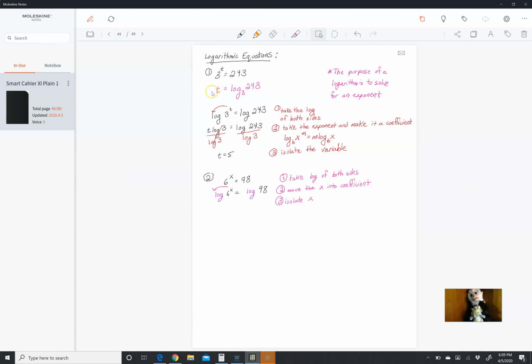Okay, so our variable in this particular one is x. So let's rewrite this. This becomes x log 6 is equal to log 98. And then we can divide both sides by log of 6 to isolate the x. Sorry, there is no x on the right side. I apologize for that. So we divide both sides by the log of 6. Log of 6 cancels, and now we're going to calculate what x is equal to.